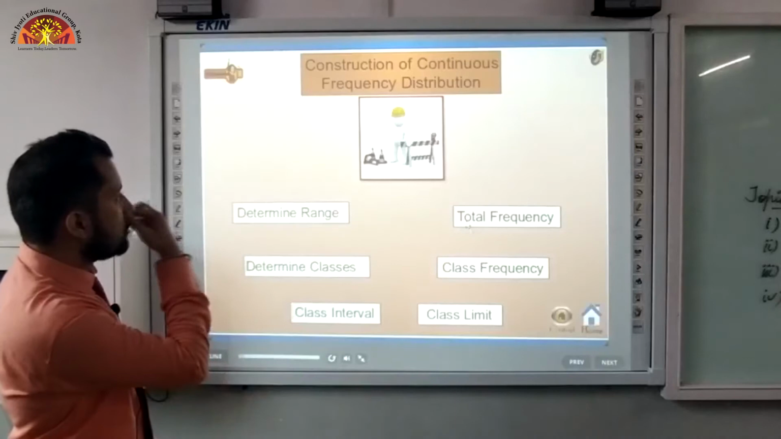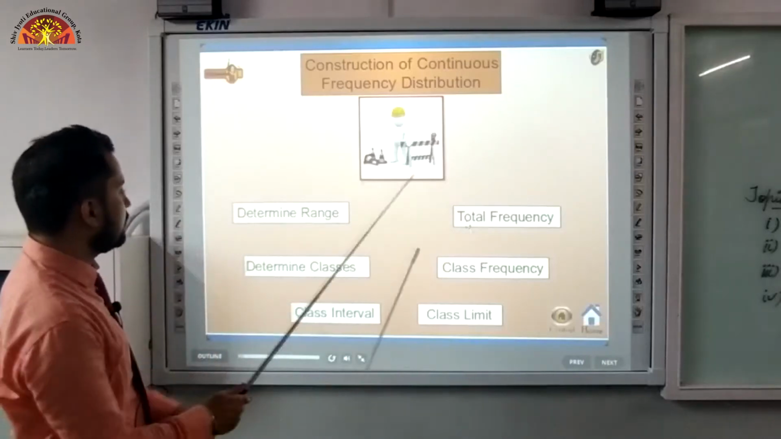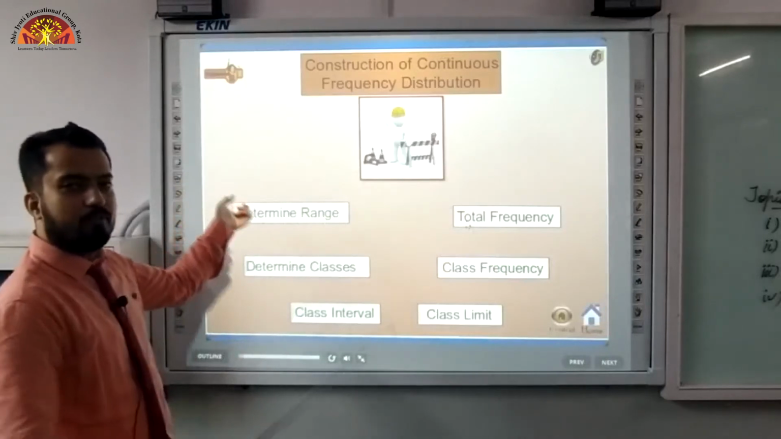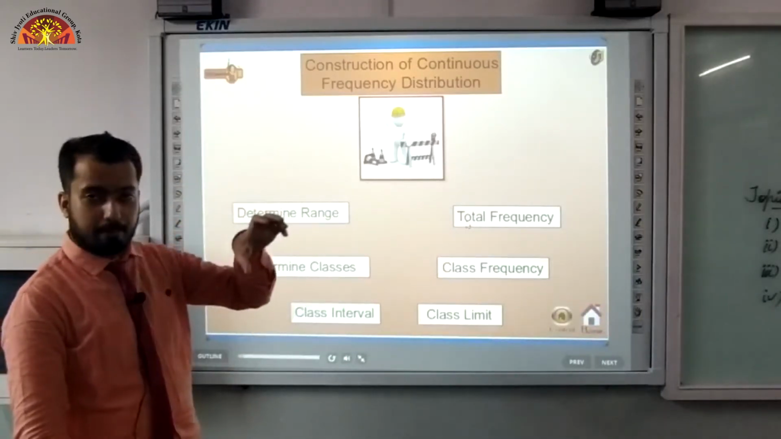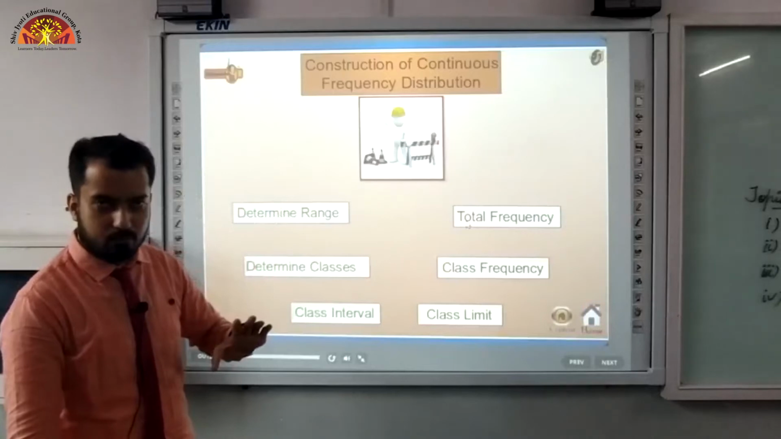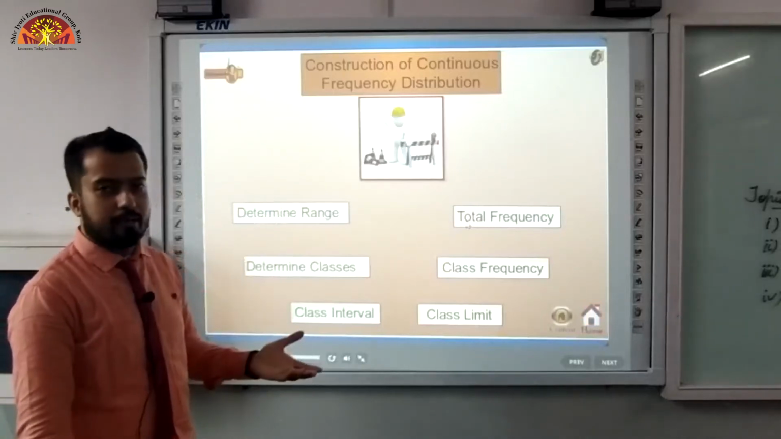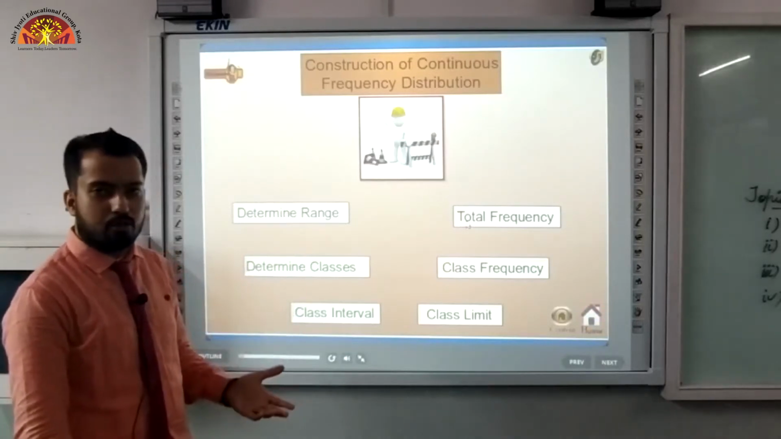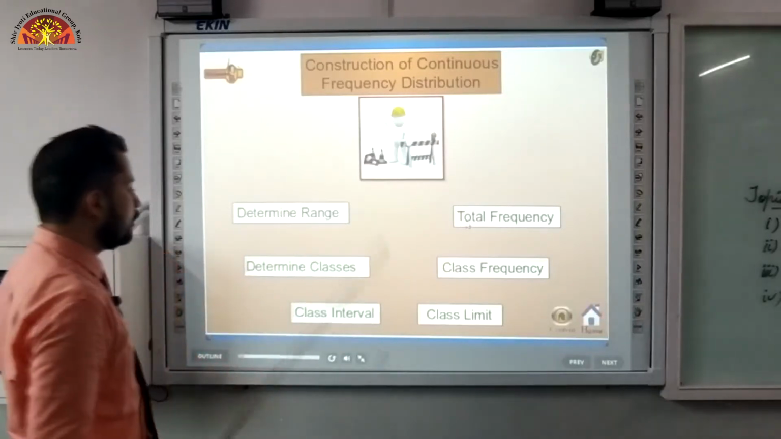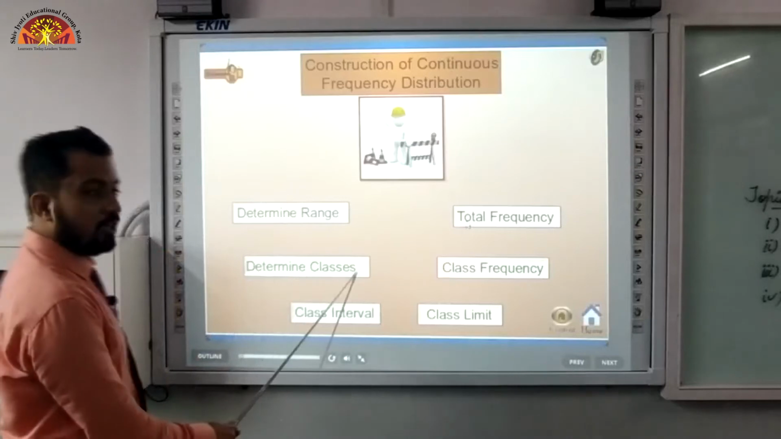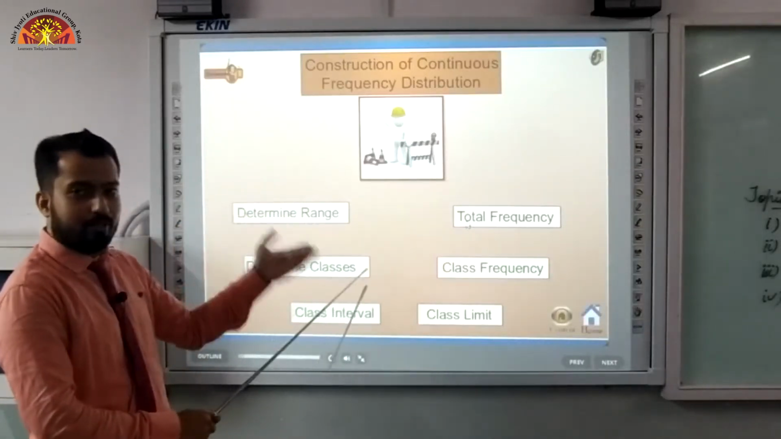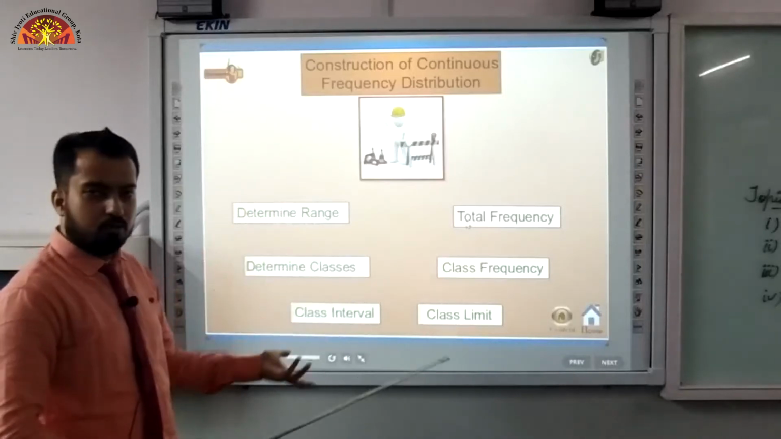Next comes construction of continuous frequency distribution. For this we need to have a determined range. A range should be there, as in the previous table we saw 35 to 40. So the range is only 5, right? According to the data, according to the uses of data, we can decide the range of the data according to our convenience. Next, determine the classes. From where should we start the class? Maybe from 0 to 10, 0 to 5, 0 to 100, it depends upon the data.